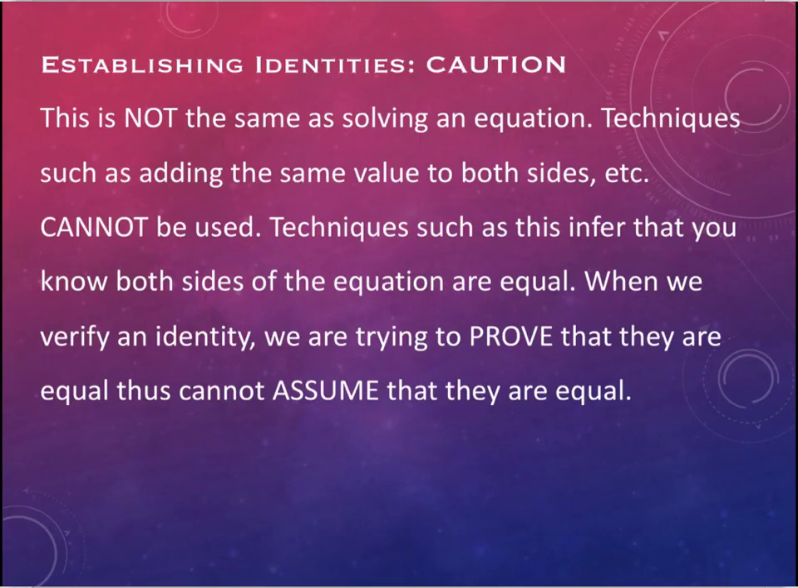What that means is that we're only going to be working with one side at a time. That's what's going to happen. When we verify an identity, we're trying to prove that they're equal. We cannot assume that they're equal. I think I said everything pretty much on that slide, okay?